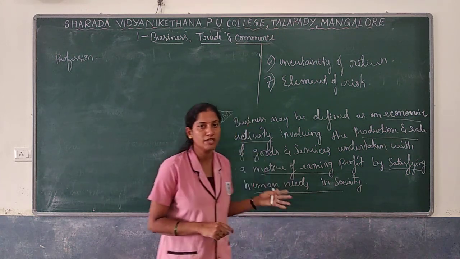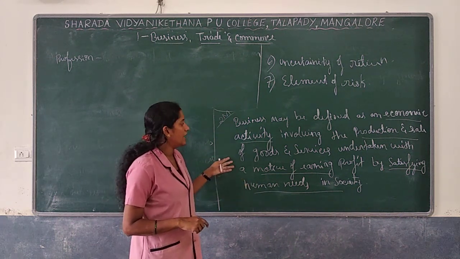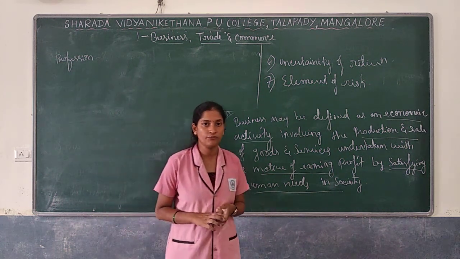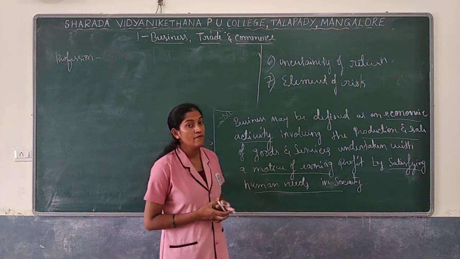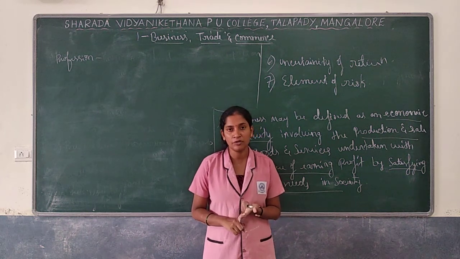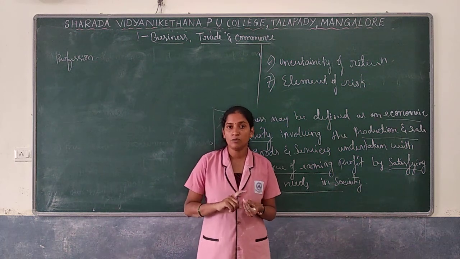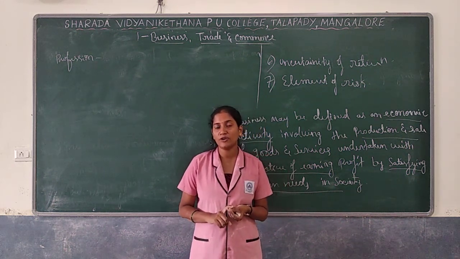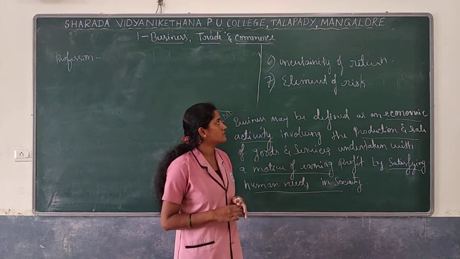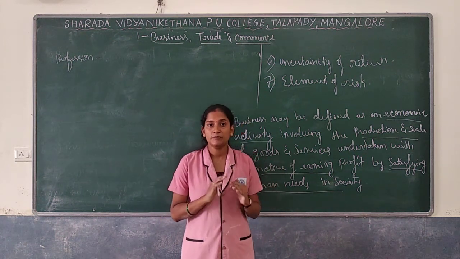I started with the meaning of business. Business is an economic activity which involves production and sale of goods and services, undertaken with the motive of earning profit and satisfying the needs of human beings in society. Next, we studied the characteristics: an economic activity, production and sale of goods and services, dealing on a regular basis and earning profit. And next, we studied certainty of return and the element of risk.